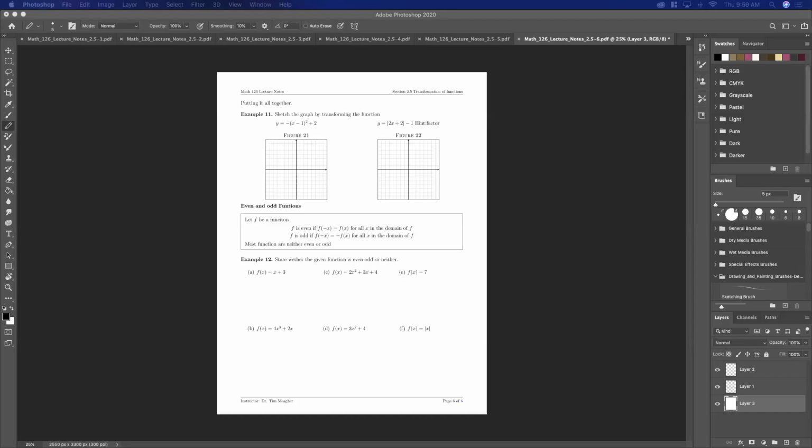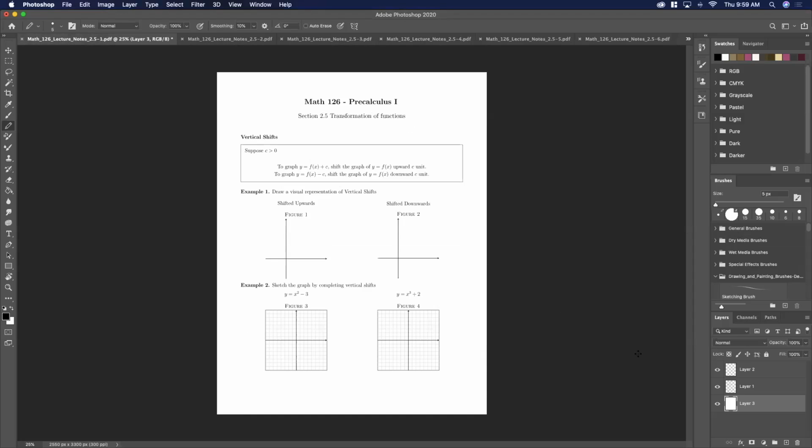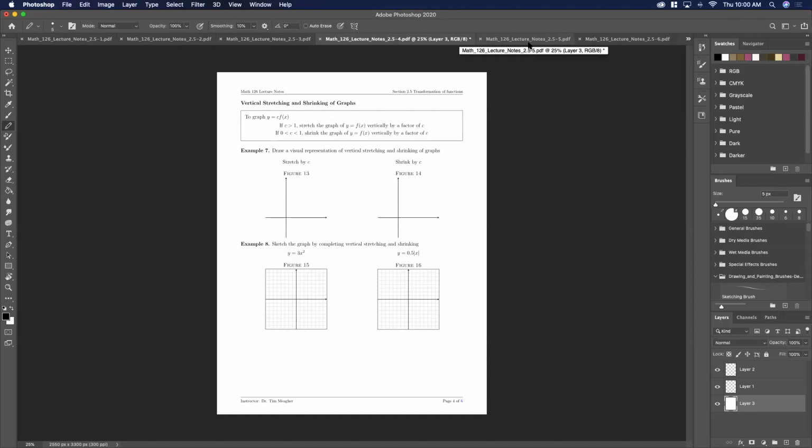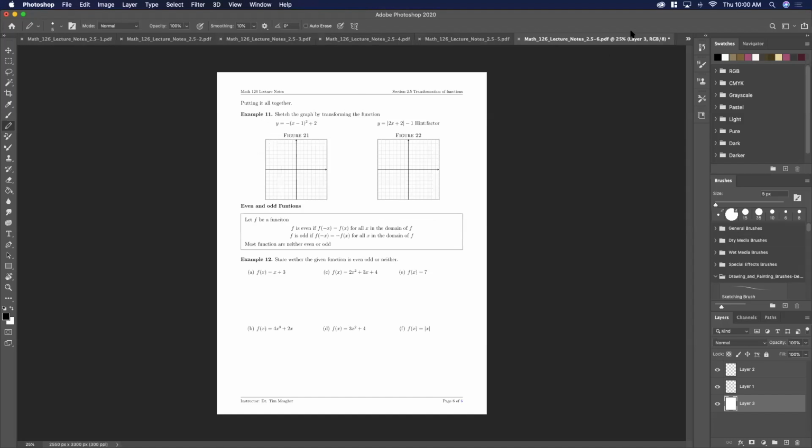All right, thank you. So let's go ahead and get started. Today we're going to do transformations of functions, and we're going to go through each of these. We're going to do vertical shifts, horizontal shifts, reflections, vertical shrinking and stretching. We're going to do horizontal stretching, then we just put it all together.